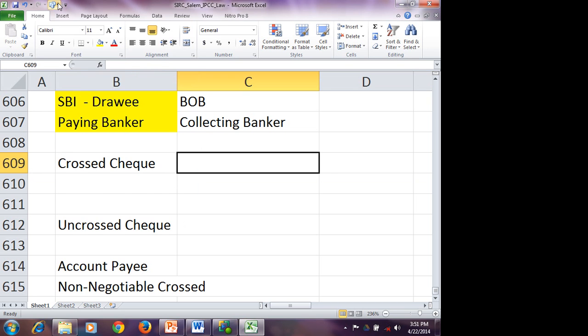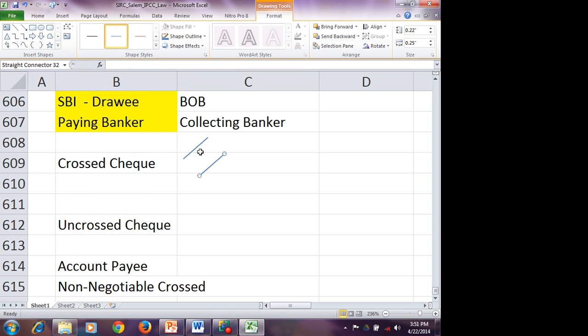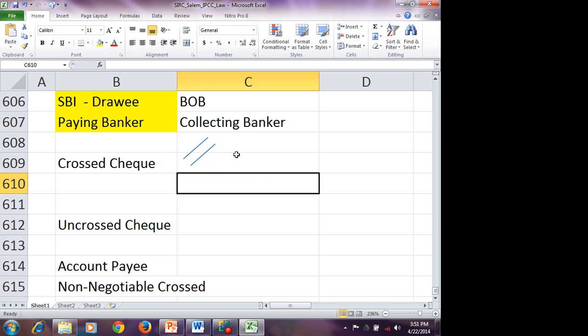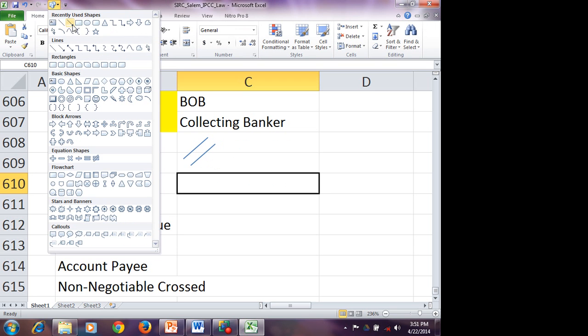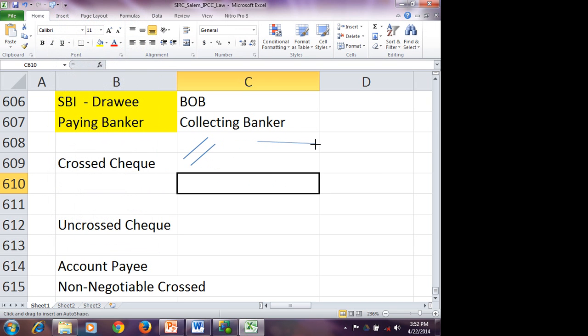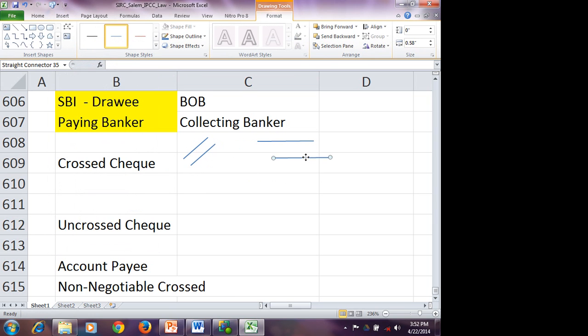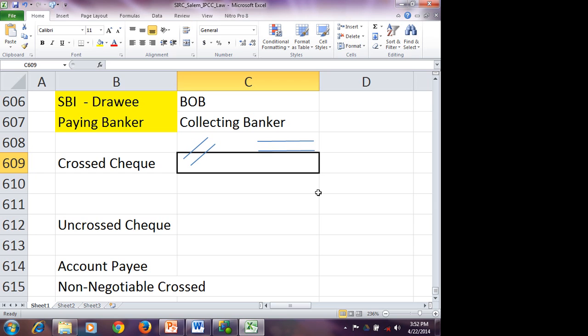Putting two transverse lines on the face of the check. Where are you generally required to put this crossing? On the left hand side top corner. Can you put this on the top center? You can put that, not an issue. Anywhere you can put this.